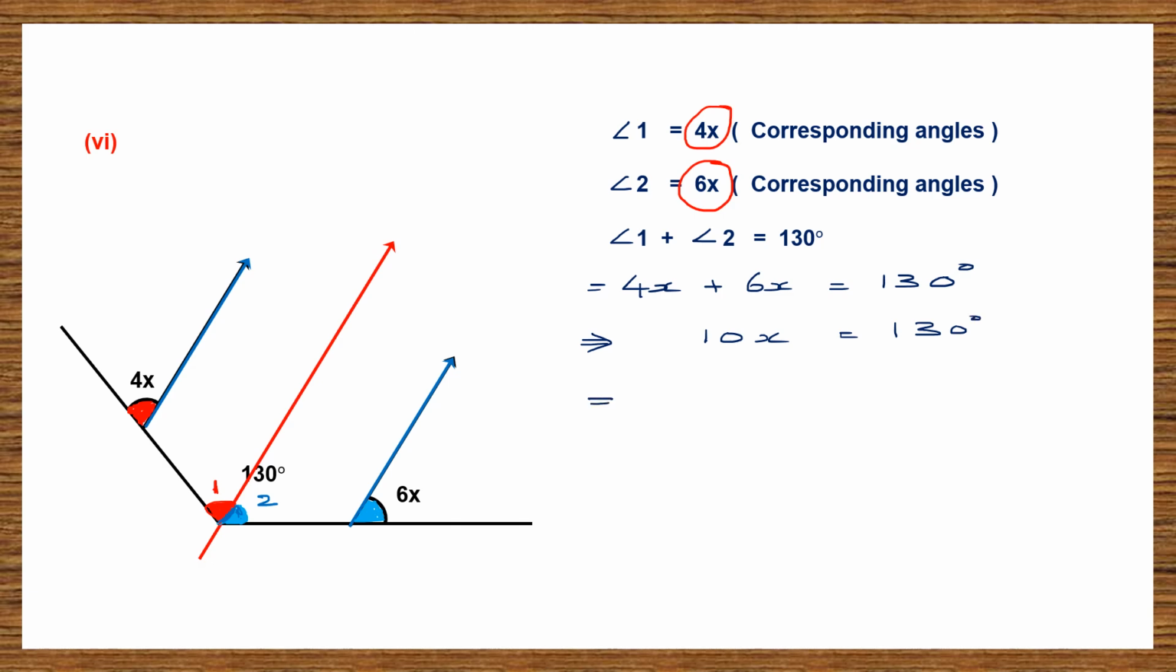Now I can find the value of x alone. X is equal to 130 degrees divided by 10. So we can cancel the zeros here, and what we get is simply 13 by 1 or 13 degrees. So we have found the value of x. X is equal to 13 degrees. So this is our answer.